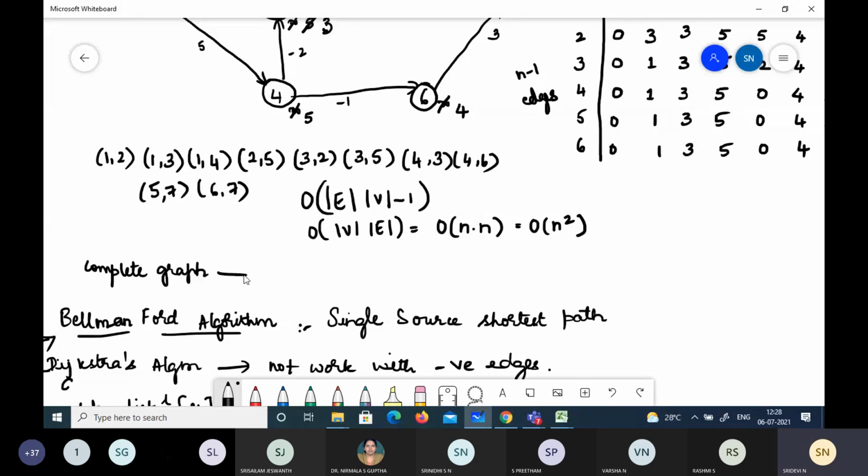So if it is a complete graph, we will have edges between every pair of vertices. In that case, the number of edges will be n into n minus 1 by 2. When you have n into n minus 1 by 2 edges, you will take n minus 1 vertices, and when you solve this, the time complexity will be n cube. So for the Bellman-Ford algorithm, the time complexity will be n square if it is not a complete graph. If it is a complete graph, then the time complexity changes to n cube.